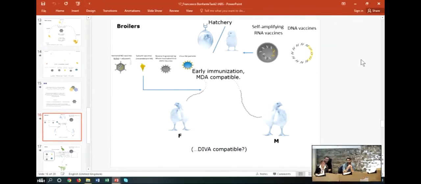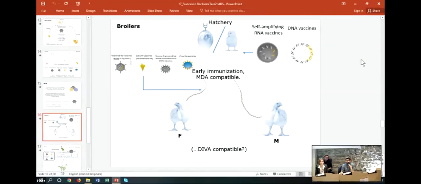Then moving to broilers, there are different opinions regarding vaccination in broilers. These are short-lived birds, 30 to 45 days of age, and then they go to the slaughterhouse. And here, the most important thing is that immunization occurs as early as possible, and it must be MDA compatible.